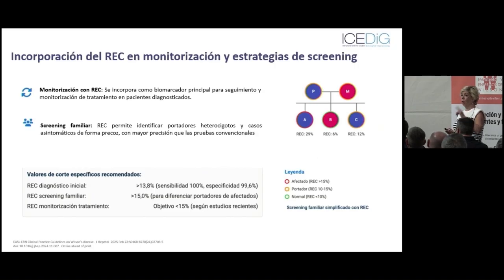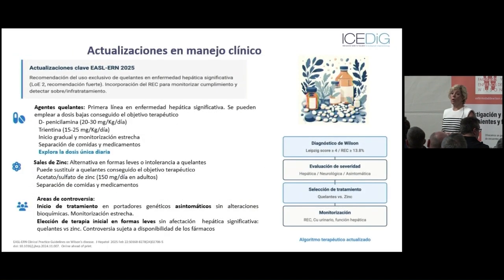As I mentioned earlier, REC is good not only to diagnose but also to screen. And here you see how to discriminate a patient with a disease. Look at these values from a carrier that is below 15%. So, and here it's really easy. 6%, no disease. So this will allow us to know who is affected when you look at the family, the parents and offspring.